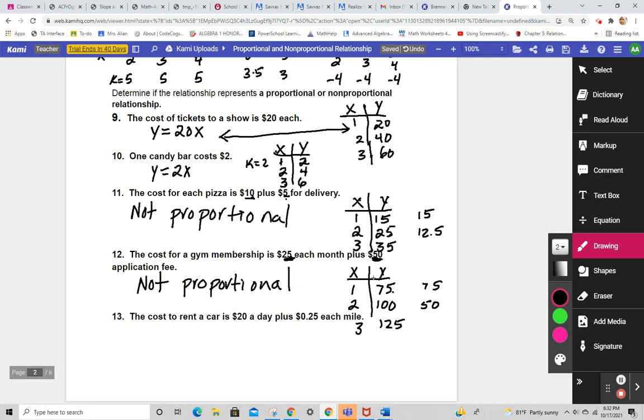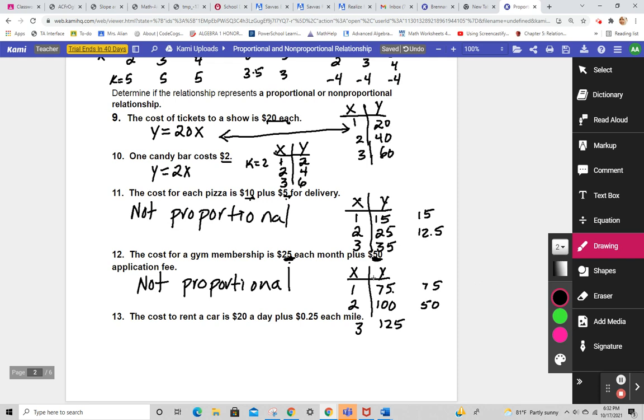All right, the cost to rent the car is $20 a day plus 25 cents each mile. All right, let's just reflect. Each time we were given one cost without an additional fee, like in 9 and 10, we were given one cost and no additional fee, we ended up with a proportional relationship. But when we were given a cost plus a fee, we ended up with not a proportional relationship. Again, we were given a cost and a fee here, and we ended up with not a proportional relationship.